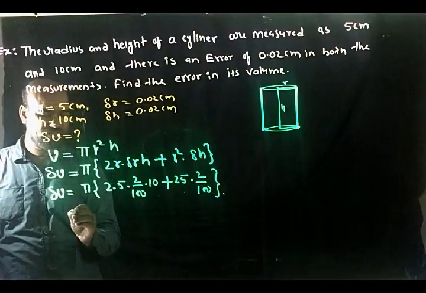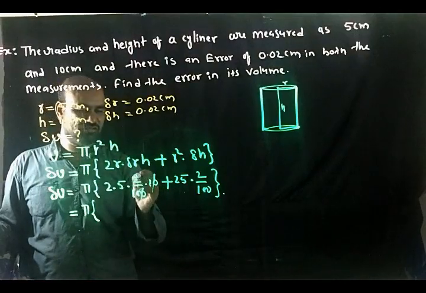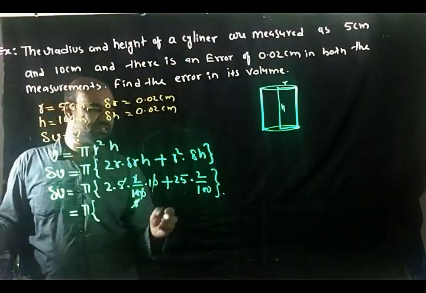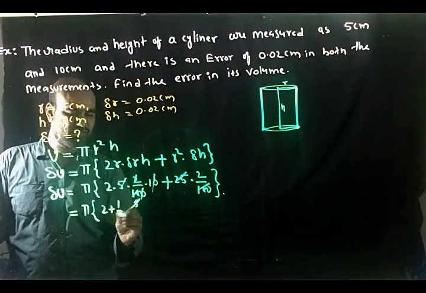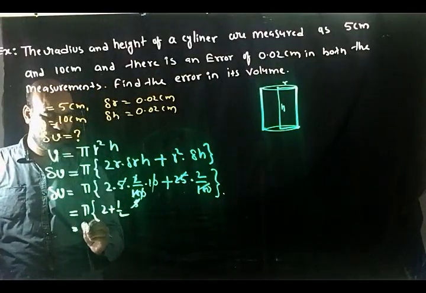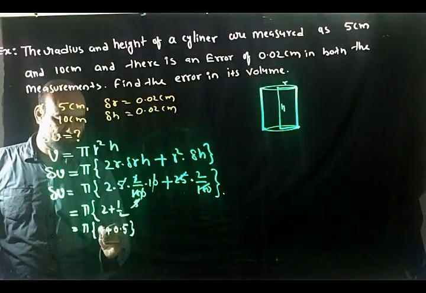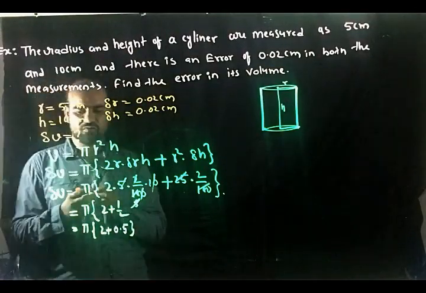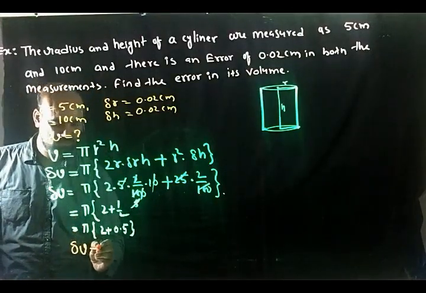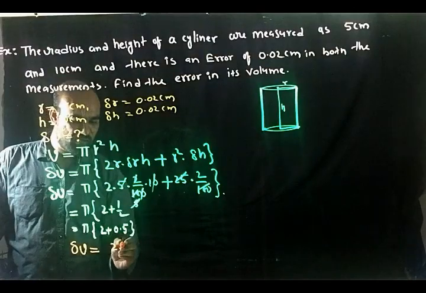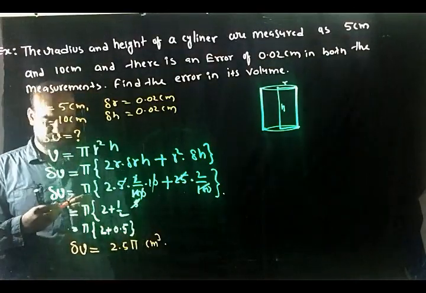Now we need to simplify this. The 5 twos are 10 gets cancelled. 25 fours are 1 by 2. 2 plus 1 by 2. 5 times of 2 plus 0.5. Therefore, error in volume is equal to 2.5 pi centimeter cube.